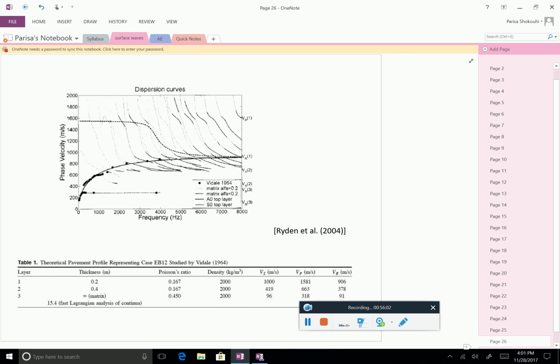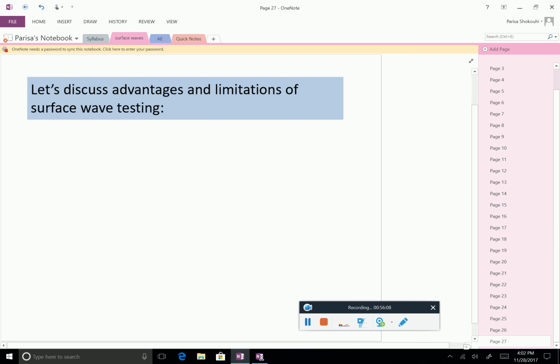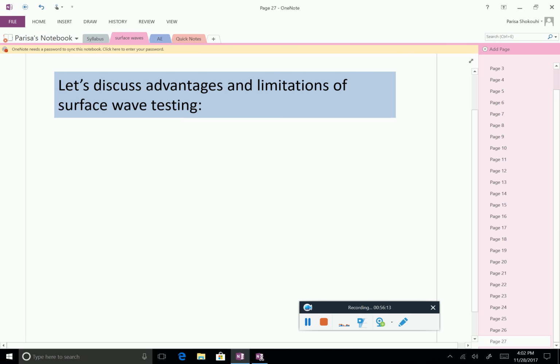So basically, I hope that this gave you some good understanding about some of the ways that surface wave testing is being used in practice. I think it's a very good exercise if you try to write down some of the advantages or disadvantages of the things you've seen in terms of application.